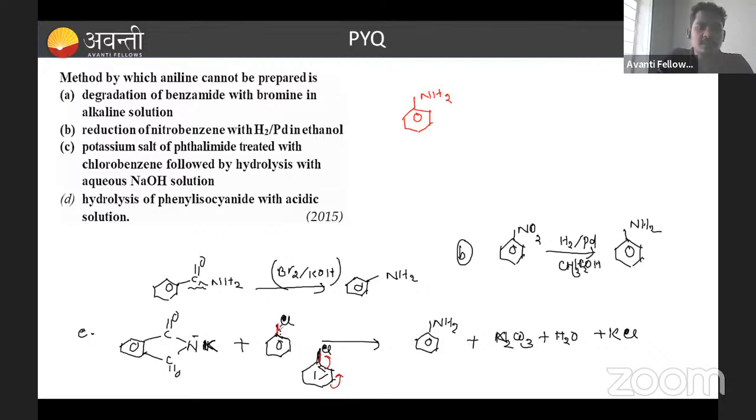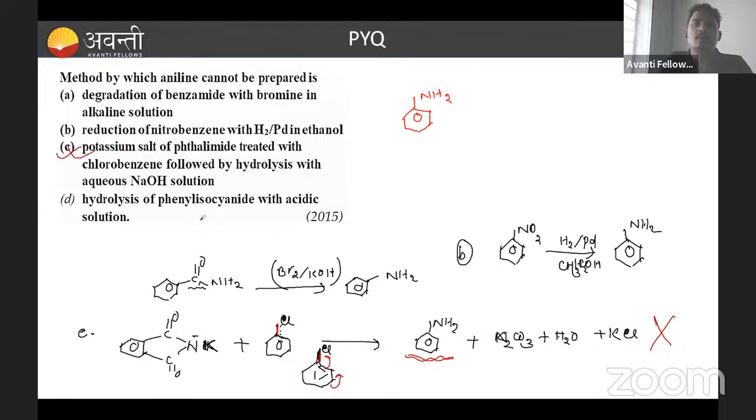If we cannot do this, means what? We cannot have these amines. So we can say we cannot use this method to prepare them, or we can say this particular Gabriel phthalimide method is used to produce aliphatic amines, not aromatic. You understood this? So our answer is this one, because we have to find out the process in which we cannot produce. So the correct answer is this.